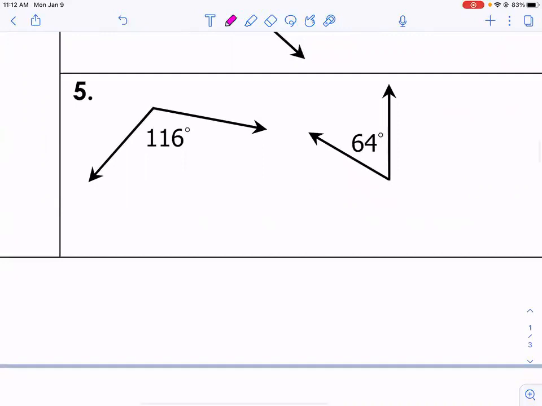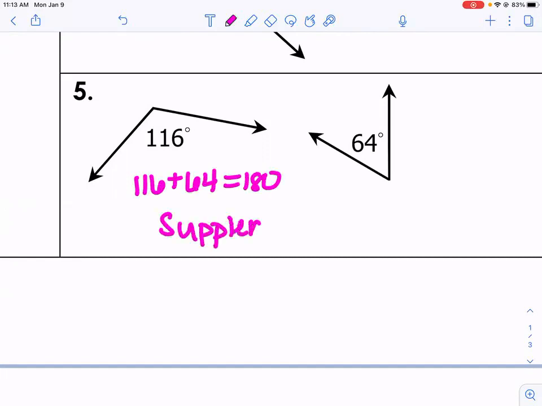Okay, now number 5, are these two angles adjacent? Are these two angles next to each other? No, they are not adjacent. However, Denise, what do you notice about those two numbers? They add to 180. 116 plus 64 is 180, which means these two are supplementary.